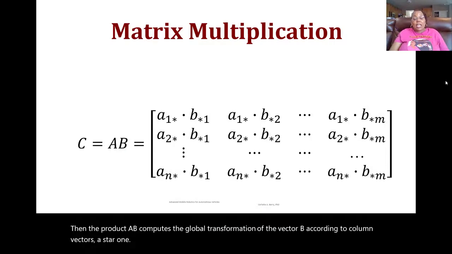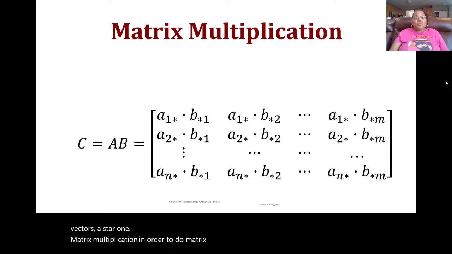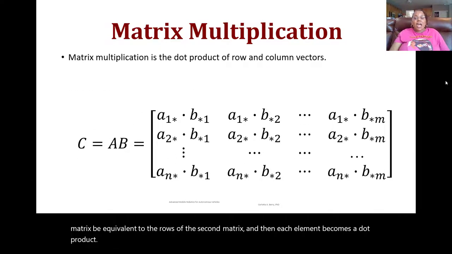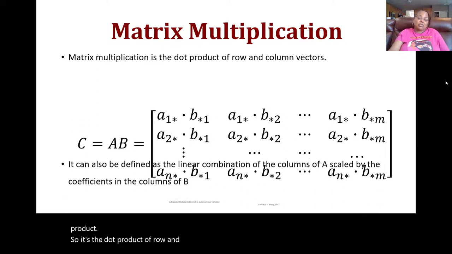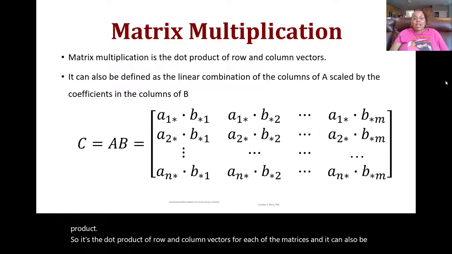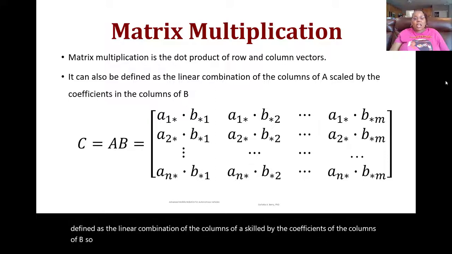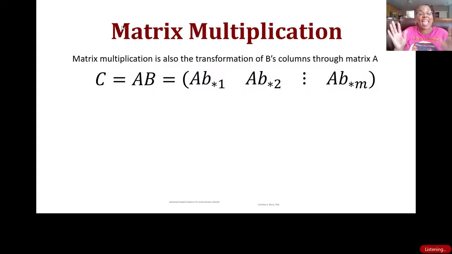Matrix multiplication. In order to do matrix multiplication, you must have the columns of the first matrix be equivalent to the rows of the second matrix, and then each element becomes a dot product. So it's the dot product of row and column vectors for each of the matrices, and it can also be defined as the linear combination of the columns of A scaled by the coefficients of the columns of B. So the first element would be A1 star in a dot product with B star 1, and so on. And finally, matrix multiplication is also the transformation of B's columns through matrix A.